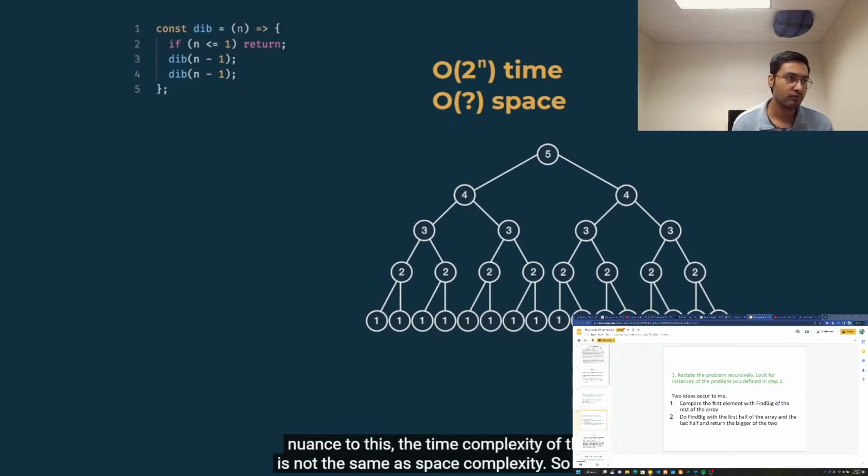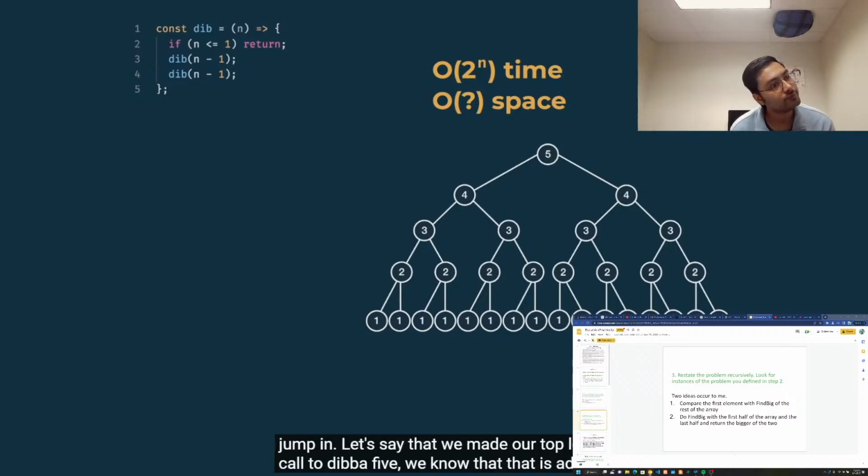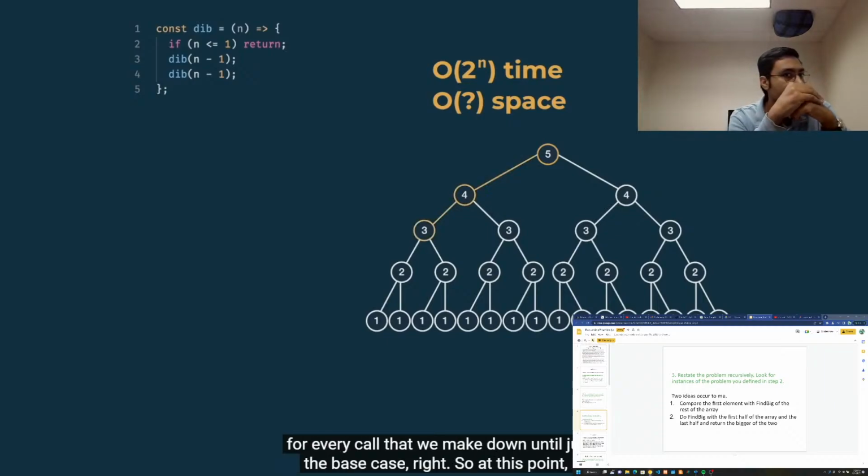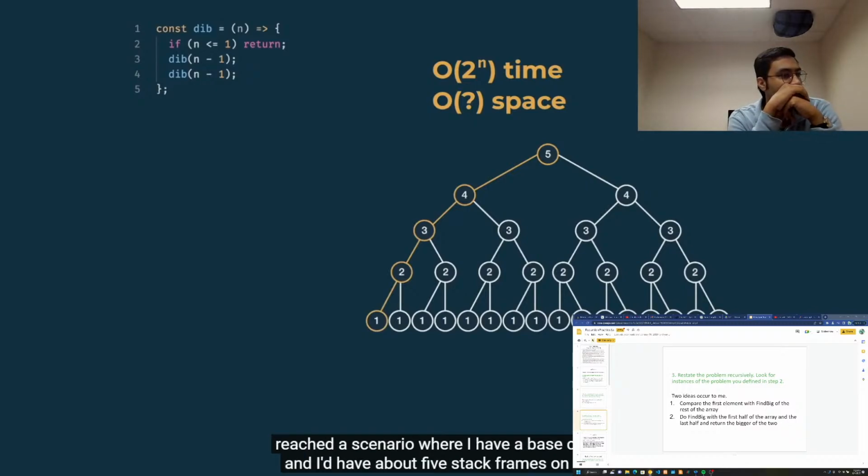The time complexity of this is not the same as its space complexity. So let's jump in. Let's say that we made our top level call to dibb of 5. We know that that is added to the stack in the same way 5 calls 4, so it's added to the stack. And we add a stack frame for every call that we make down until just the base case, right? So at this point, I reached a scenario where I have a base case and I'd have about 5 stack frames on my call stack.